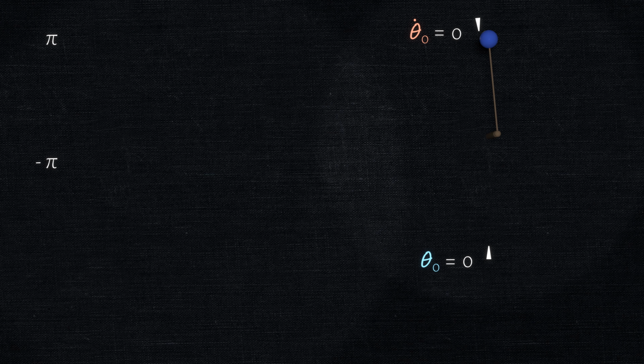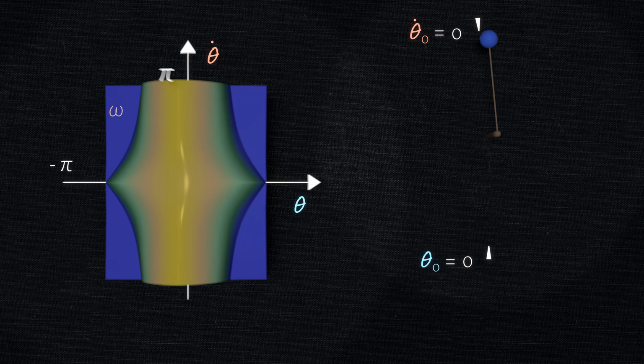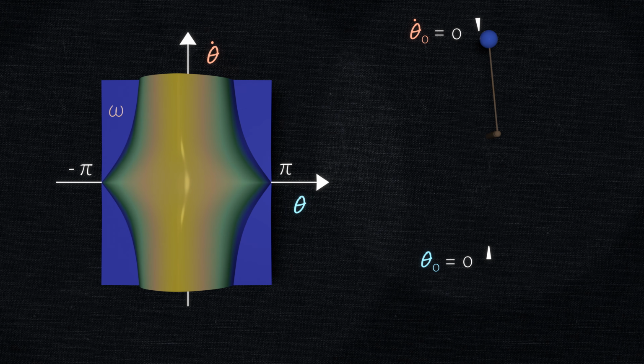Evaluating the frequency omega on the phase plane gives the following surface. We can see that the frequency is close for small angles, regardless of velocity. However, for large angles, the contribution of velocity increases.